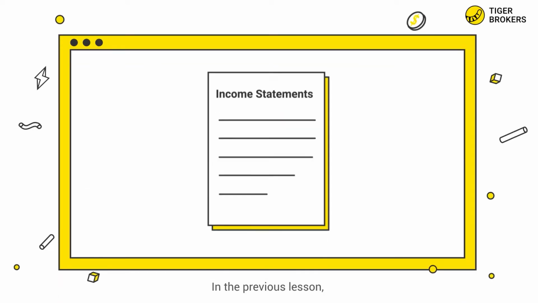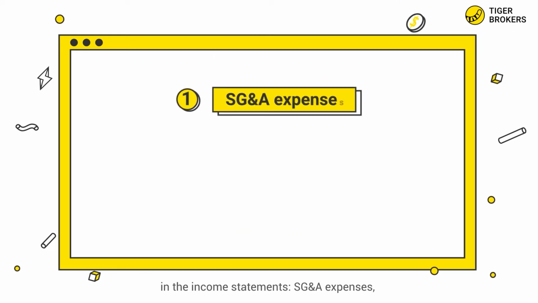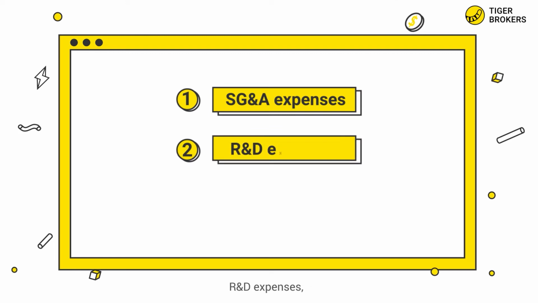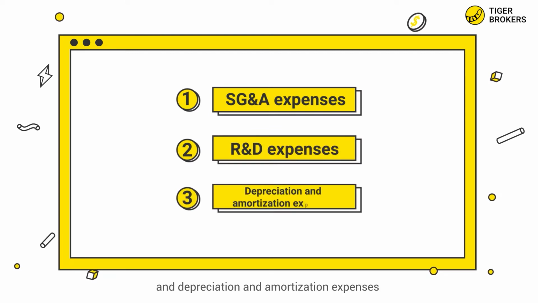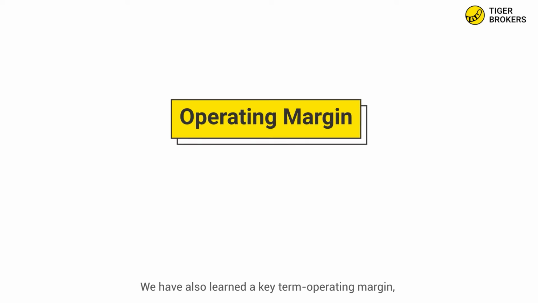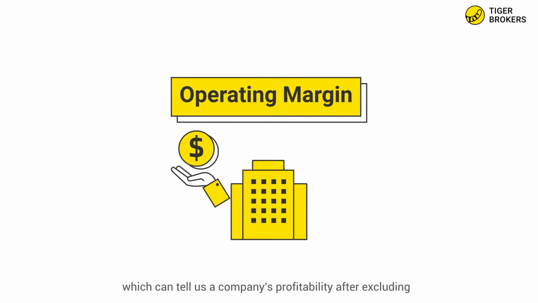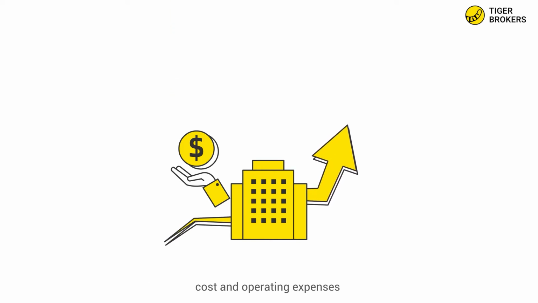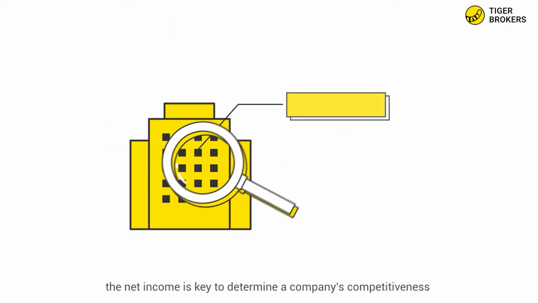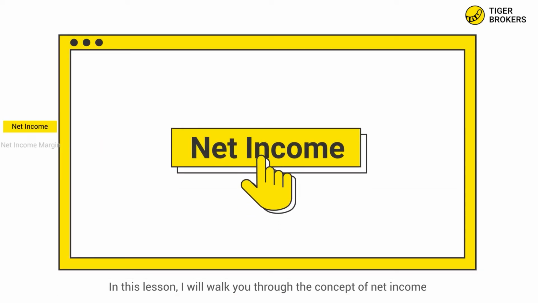In the previous lesson, we have learned 3 items under operating expenses in the income statements: SG&A expenses, R&D expenses, and depreciation and amortization expenses. We have also learned a key term, operating margin, which can tell us a company's profitability after including cost and operating expenses. However, the net income is key to determine a company's competitiveness. In this lesson, I will walk you through the concept of the net income.